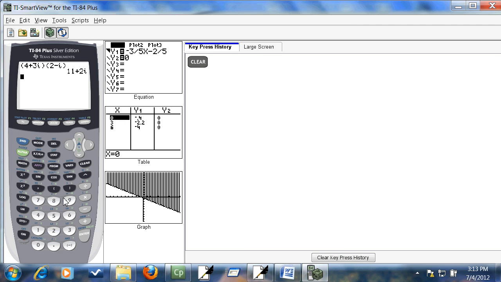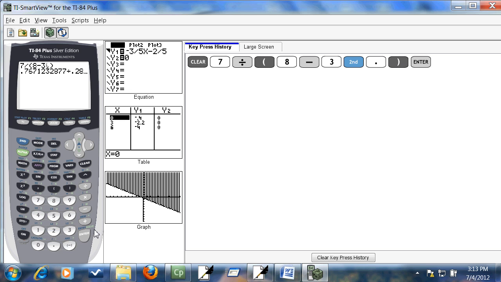So I'm going to clear that, and then to do 7 divided by beginning parentheses, and then 8 minus 3i. So 8 minus 3, and then I'll do second decimal to get the i. And then close parentheses. And then I'll press enter. Now we get decimals, and if you ever get decimals, you change it to fraction form by doing math, enter. And we get 56 over 73 plus 21 over 73i. So we get the same answer.